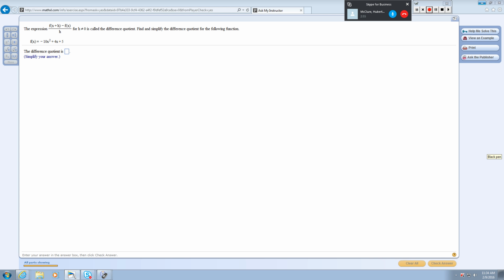So negative 10 parentheses squared plus 4 times parentheses plus 5 minus f of x, which is negative 10x squared plus 4x plus 5, all over h. And what do we plug in here? x plus h.